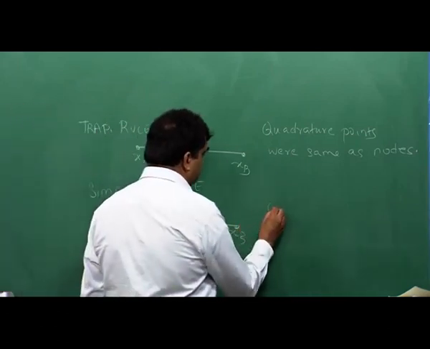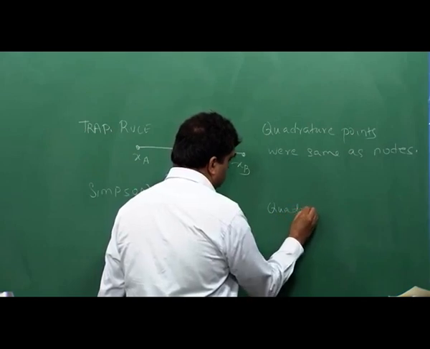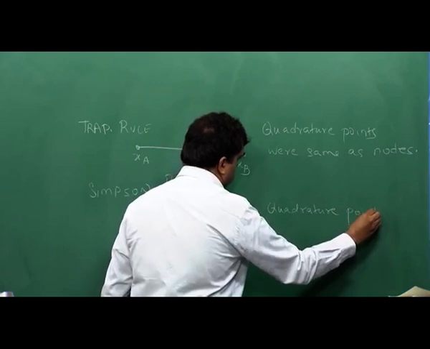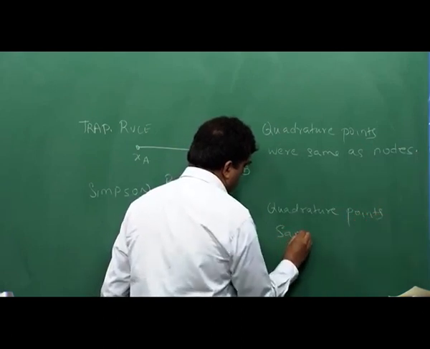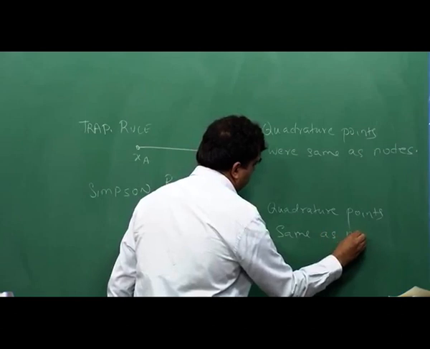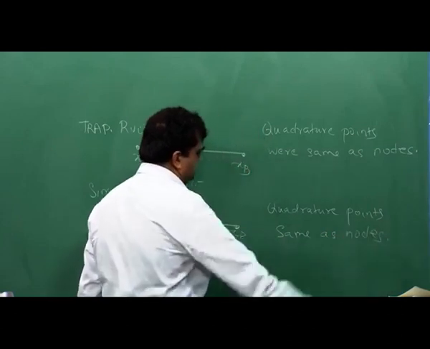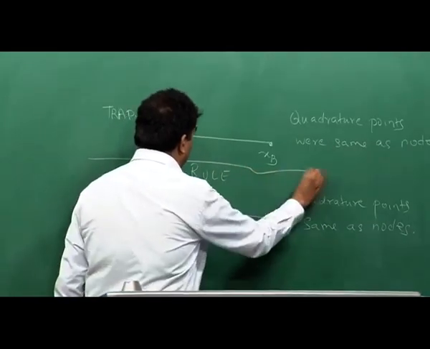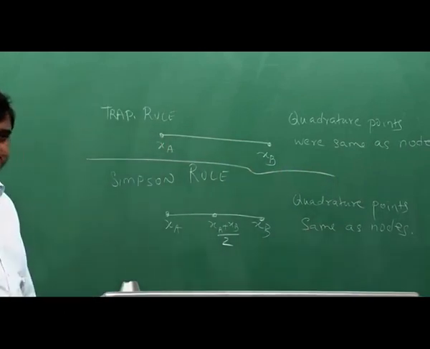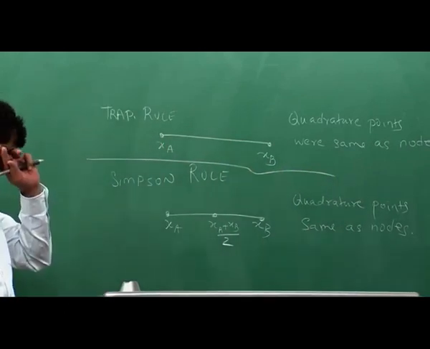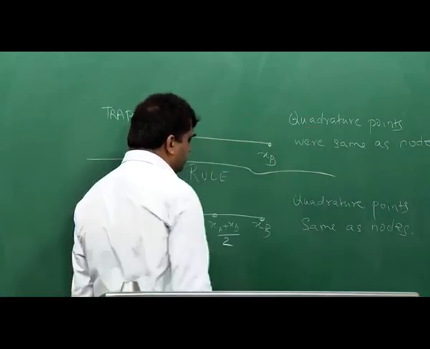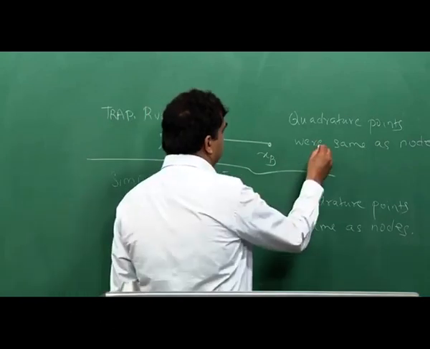Here also, same as nodes. Okay. In Simpson rule also, the same thing is true. These points, quadrature points, are known as base points. They are also known as base points.